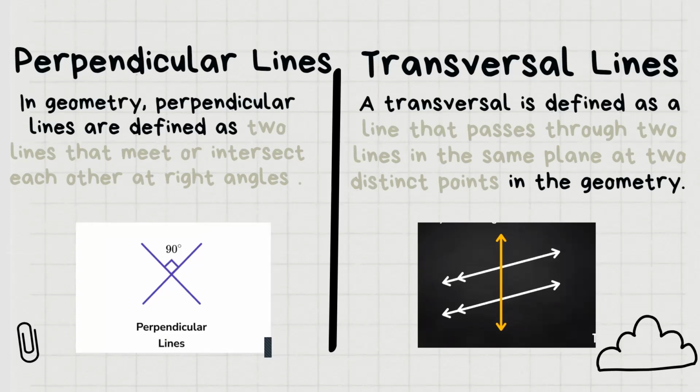And lastly, I'll be talking about perpendicular lines. In geometry, perpendicular lines are defined as two lines that meet or intersect each other at right angles. A transversal line is defined as a line that passes through two lines in the same plane at two distinct points in geometry, as the example has been shown below here.